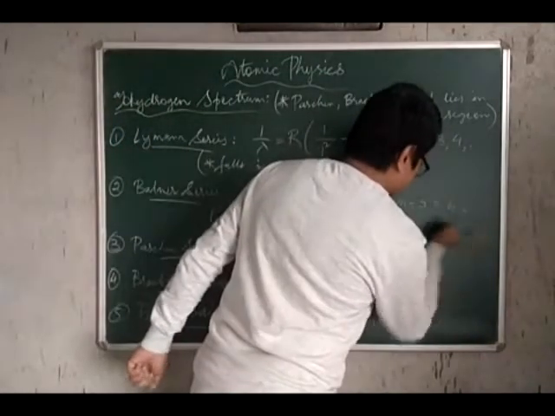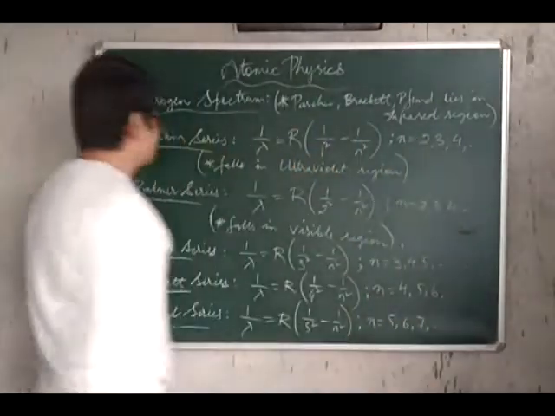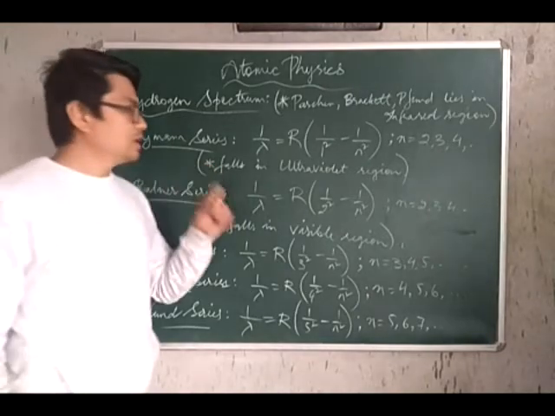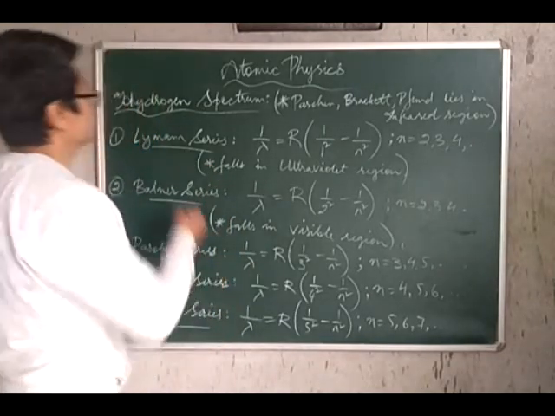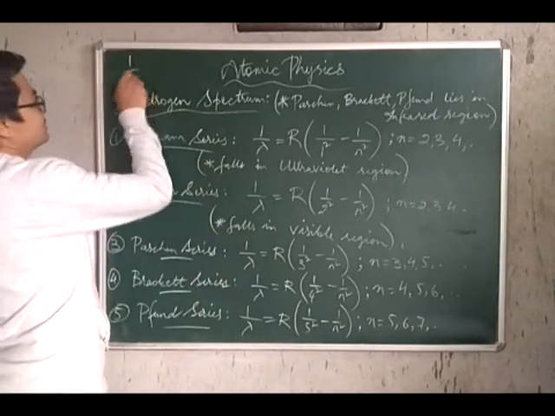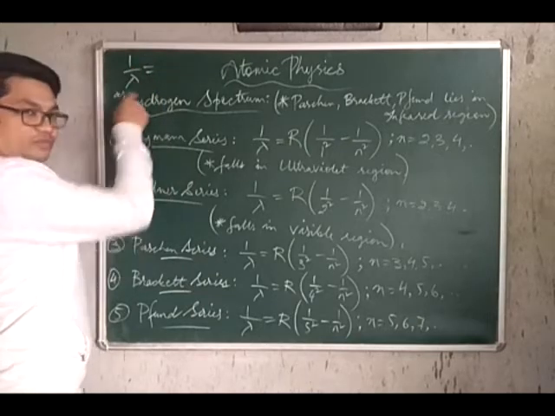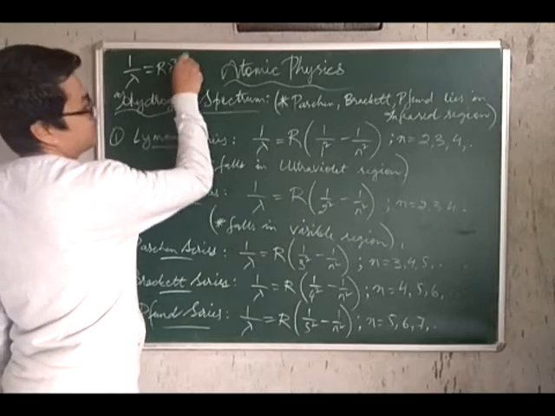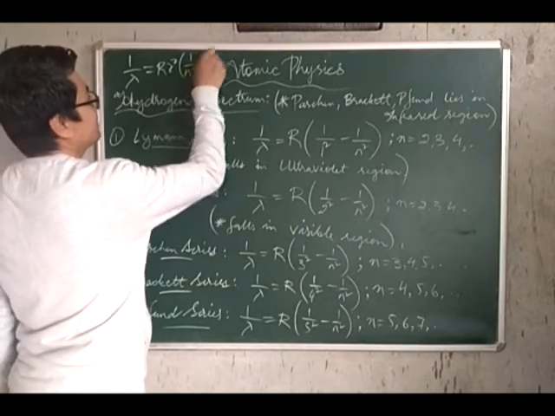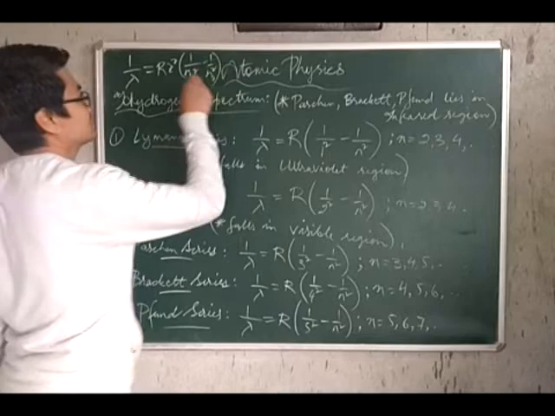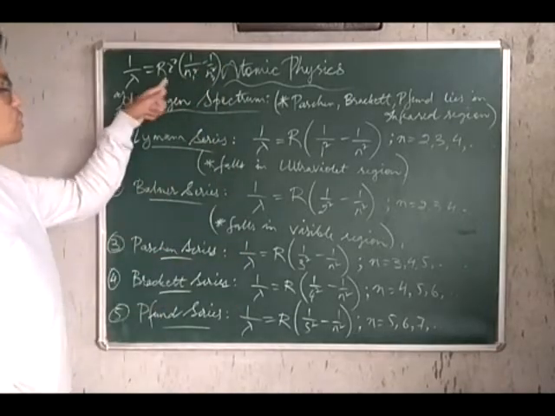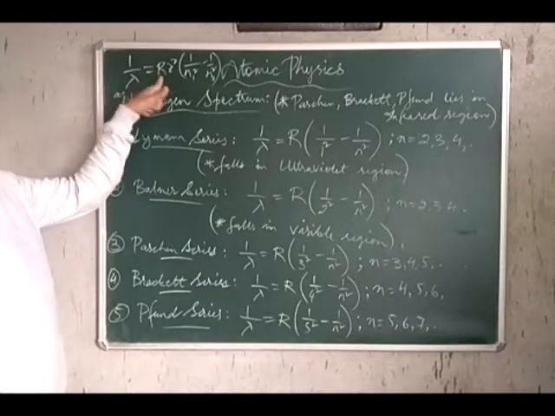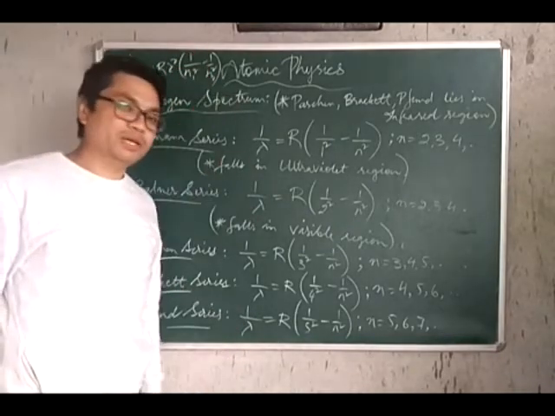Now, you must have studied this in chemistry also. The first one is the Lyman series. We have seen that for hydrogen-like atoms, the wave number, or inverse of the wavelength, is given by RZ squared (1 by n1 squared minus 1 by n2 squared). Now for hydrogen, the value of atomic number is 1, and therefore it becomes R into (1 by n1 squared minus 1 by n2 squared).